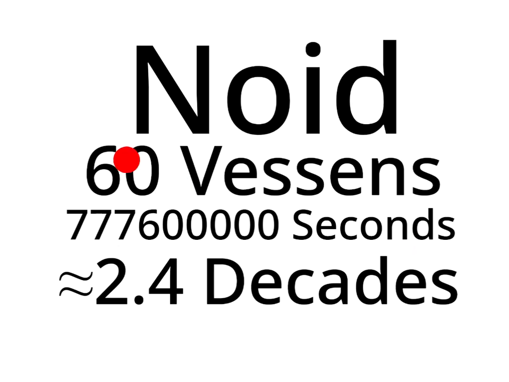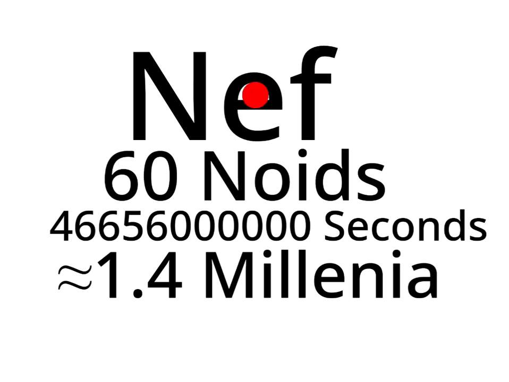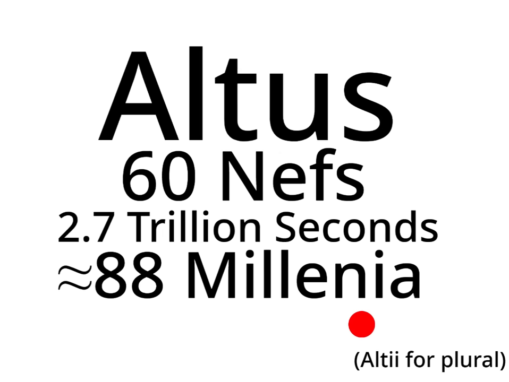Then there's a noid, which is 60 vesens, and it's 777,600,000 seconds, which is also approximately 2.4 decades. After that, we have a nef, which is 60 noids, which is 46,656,000,000 seconds, which is approximately 1.4 millennia. After that, we have an altus, which is 60 nefs and 2.7 trillion seconds, 88 millennia.